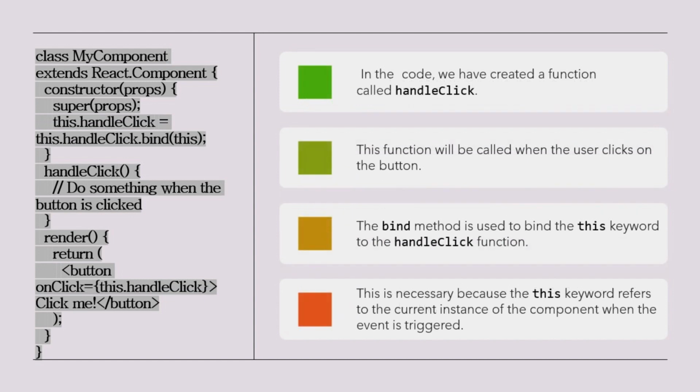In the above code, we have created a function called handleClick. This function will be called when the user clicks on the button. The bind method is used to bind the this keyword to the handleClick function. This is necessary because the this keyword refers to the current instance of the component when the event is triggered.